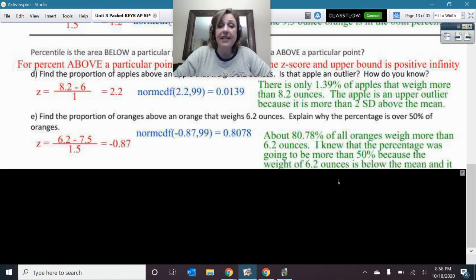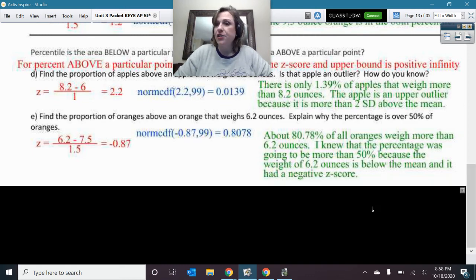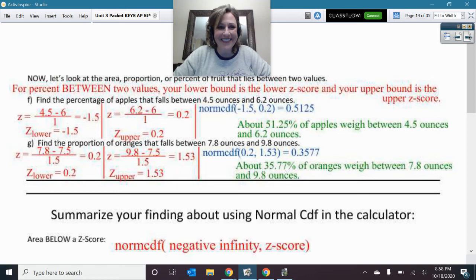I'm not surprised that it's over 50% because it was located below the mean, and what's above the mean is 50%. So we had the 50% above the mean plus some other part above that 6.2 ounce orange. All right. Very good. So let's now move on to the next section.